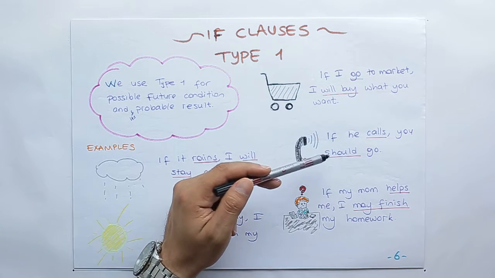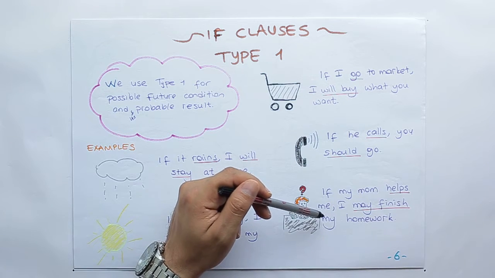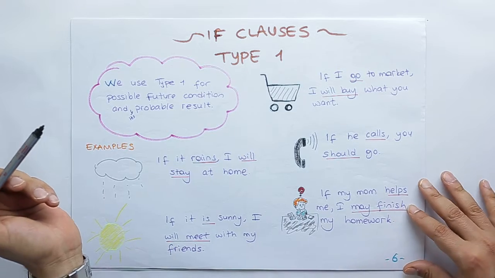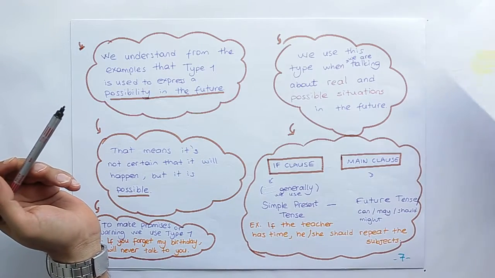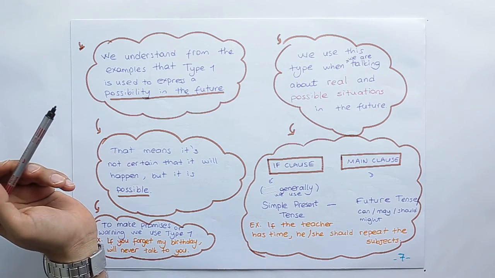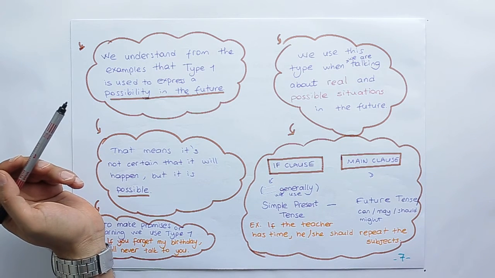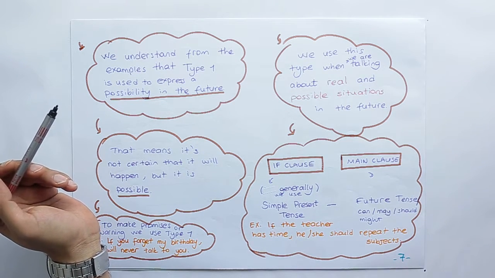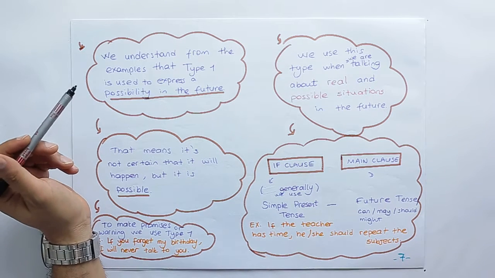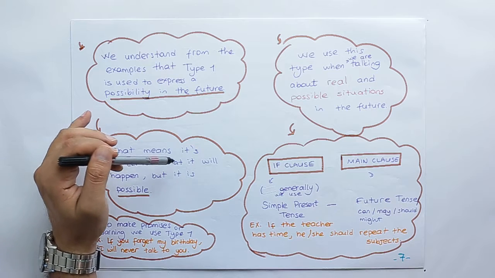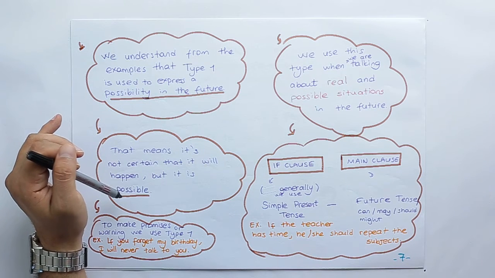If he calls, you should go. If my mom helps me, I might finish my homework. These are the examples for if clause type 1. We understand from the examples that type 1 is used to express a possibility in the future. That means it's not certain that it will happen, but it's possible.